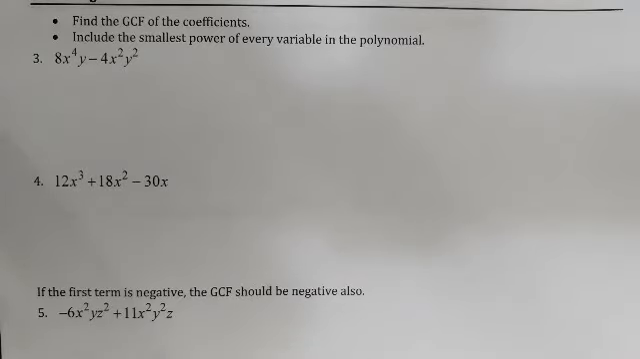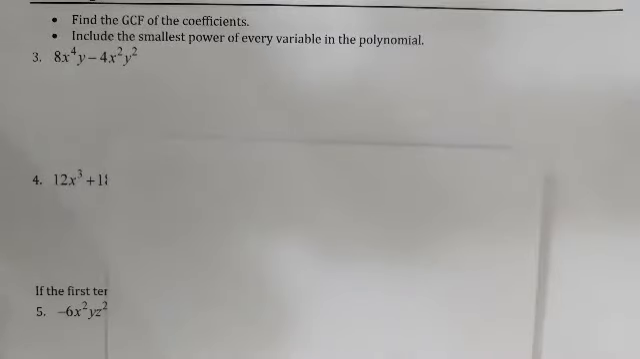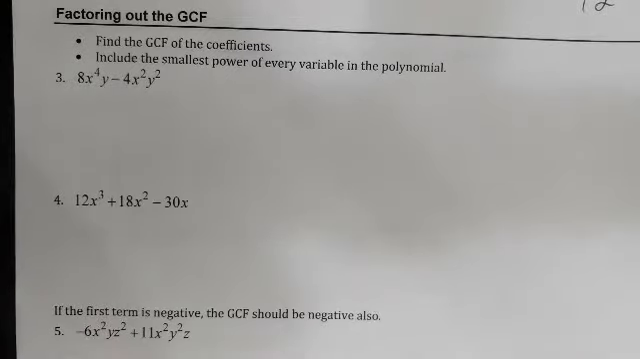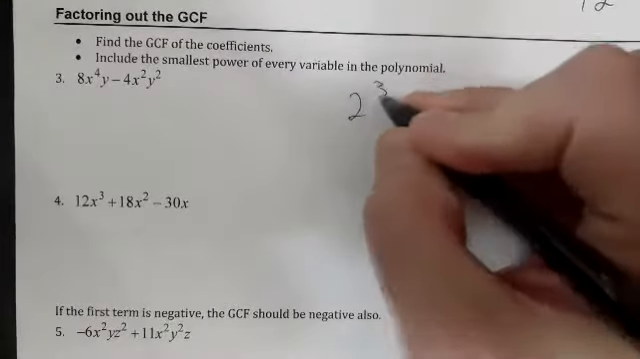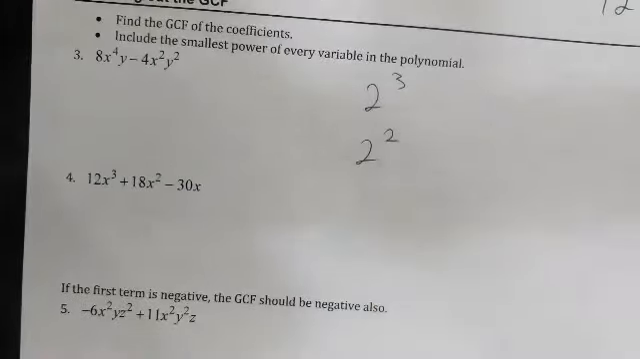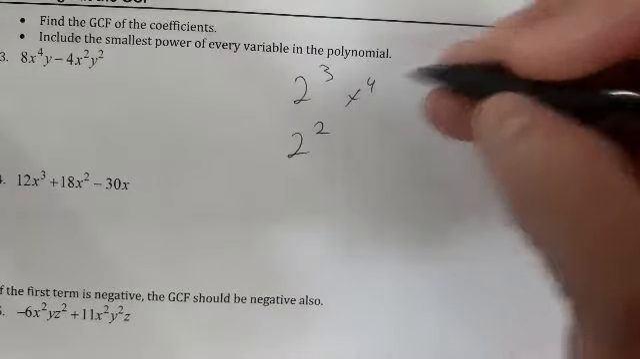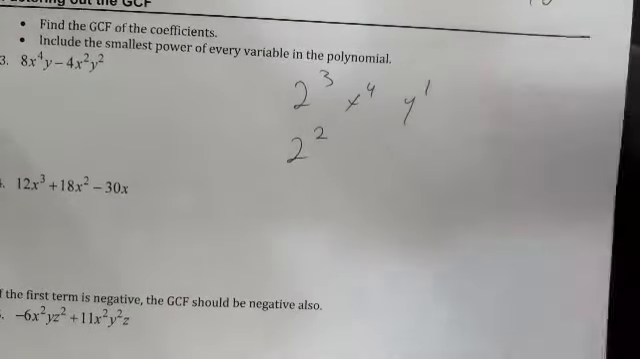So we want to find the GCF of these things between 8 and 4. Oh man, so we could do a tree here. 8 is 2 to the third, and 4 is 2 squared. So if I do 8, that's 2 to the third. I have x to the fourth, and I have a y to the first.